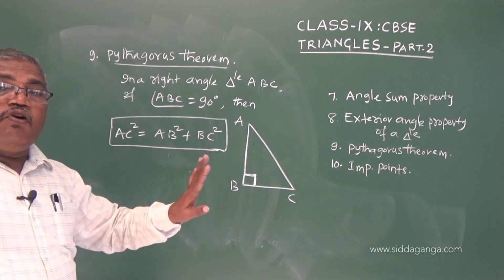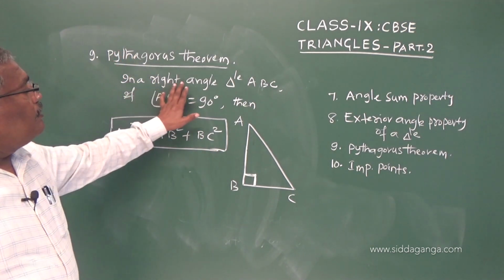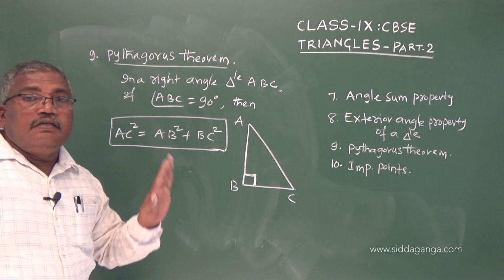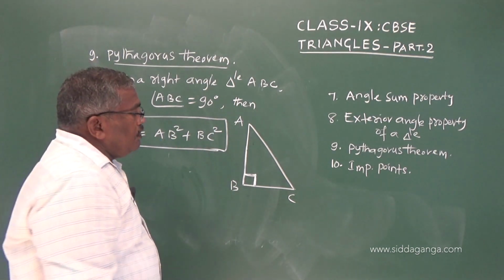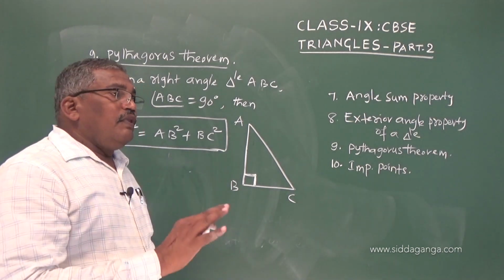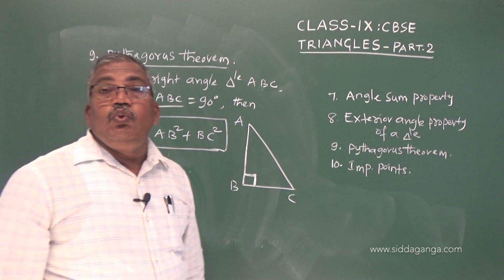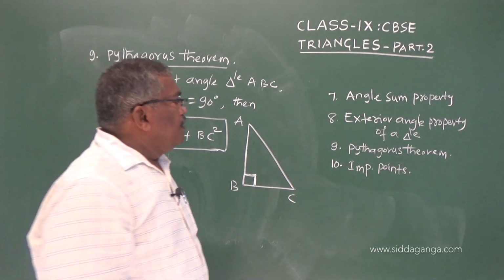Here, a very important thing is that the Pythagoras theorem is applicable to only right angle triangles, not for other triangles. If we want to apply this for other triangles, we convert any triangle into two right angle triangles, then we apply this, that you will learn later.